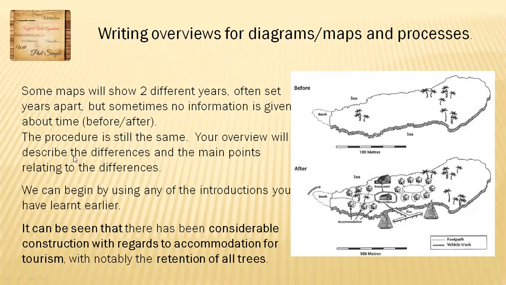Your overview will describe the differences and the main points relating to the differences. We can begin by using any of the introductions you learned earlier. Whatever the title of the map is, I haven't put the title because we're not doing title paraphrasing. We look at the information, we form our overview. Here we can see that it's been built up a lot. There's lots of accommodation there, there's a jetty and some sailing boats, more accommodation here, and a reception, a restaurant.